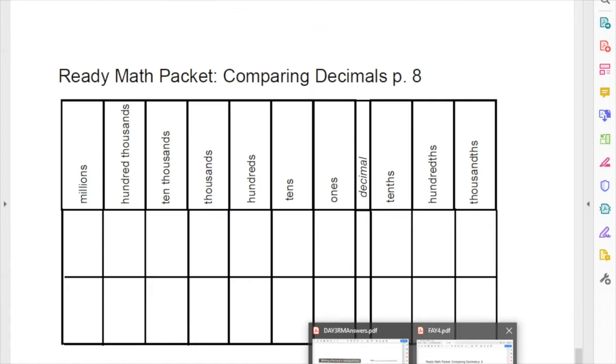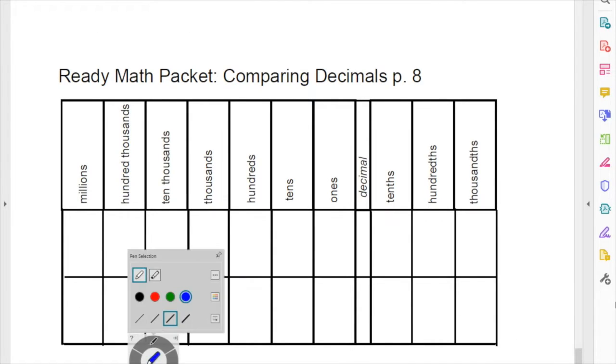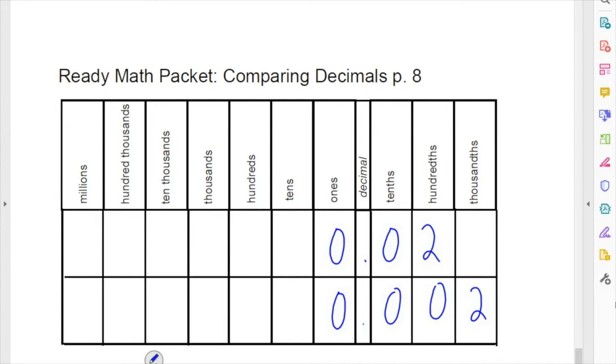All right, guys, so we're going to be looking at problem number 1 in the comparing decimals packet. I'm going to write out my numbers on my place value chart. So I've got 200ths up at the top and 2000ths down here at the bottom. And I'm going to start comparing my numbers from left to right. So we talked about that at the beginning of the year. We go column to column until we notice a difference.